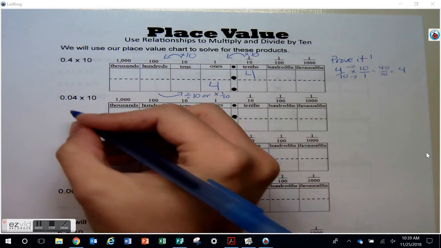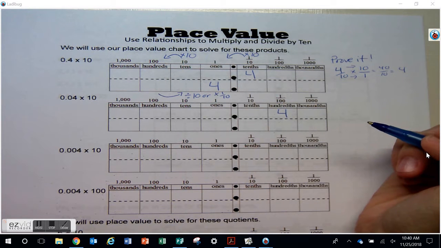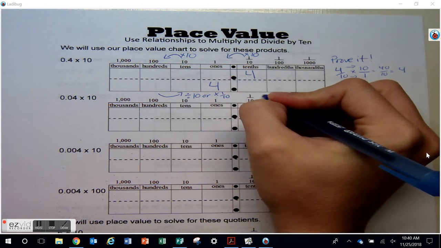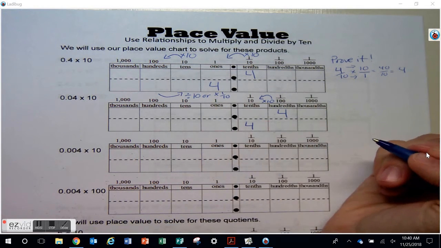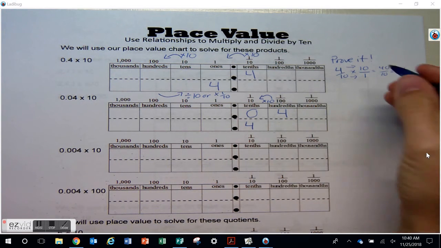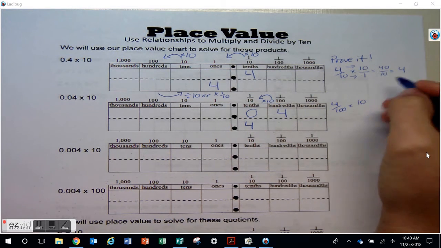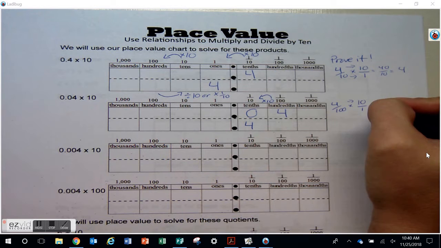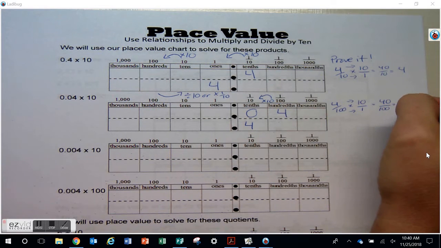Let's go ahead and do 4 hundredths times 10. So the 4 is in the hundredths place. I'm going to multiply that by 10, which would mean that I'm in the tenths place now. 4 hundredths times 10 gives me 4 tenths. Again, let's prove it. 4 hundredths times 10. Let's make that a fraction. We get 40 hundredths. If I divided top and bottom by 10, we'd get 4 tenths.